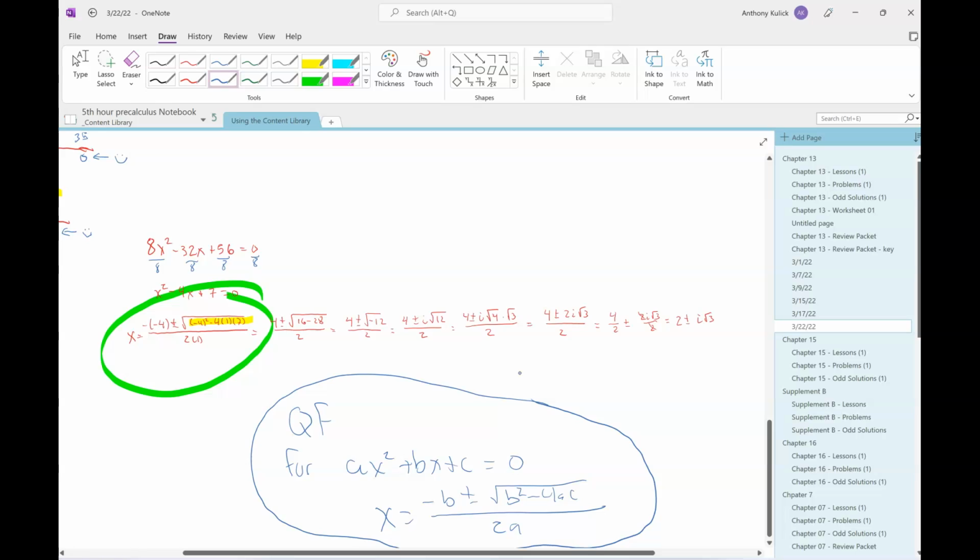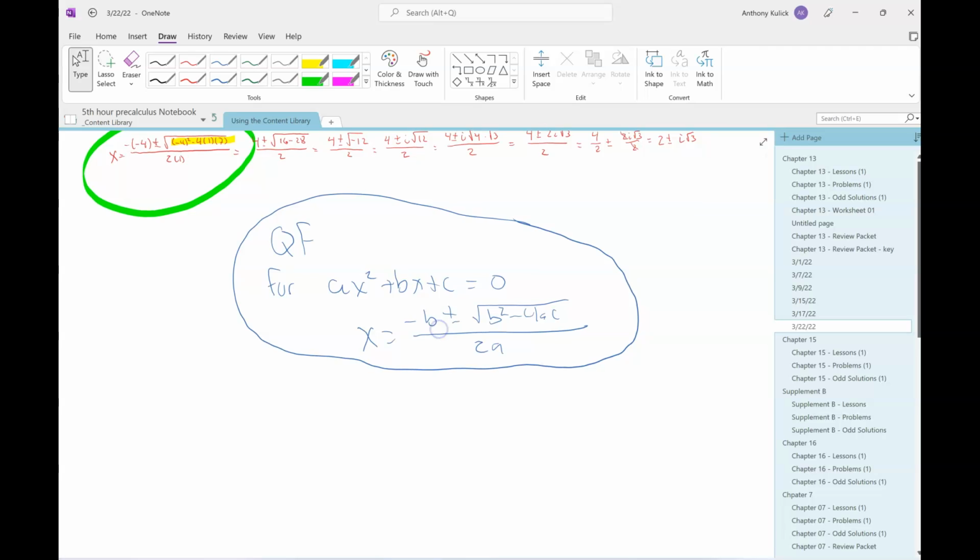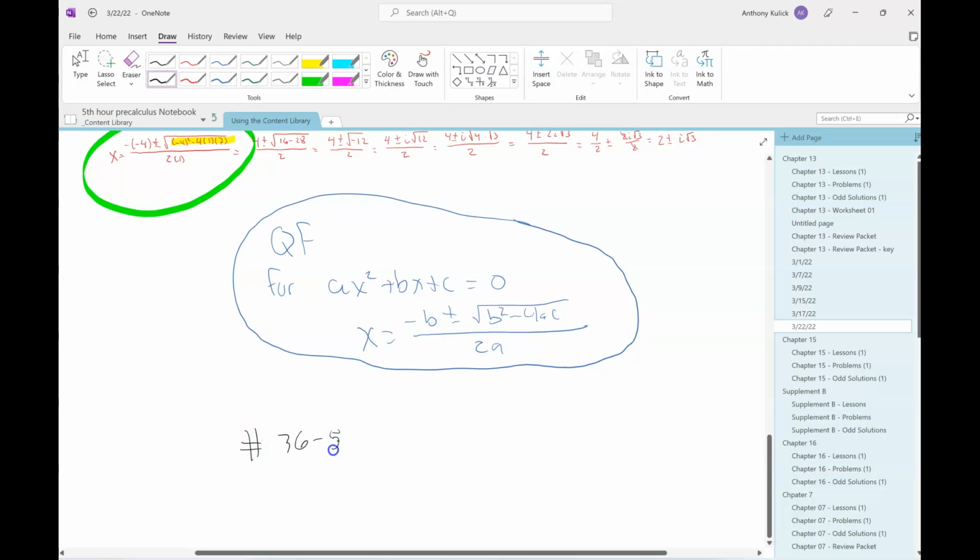Okay. Do you guys want to do another example of this? I can do one of the homework problems here as another example. Sound good to you guys? All right. The homework here is going to be 36 to 53. Anybody got a favorite number between 36 and 53?